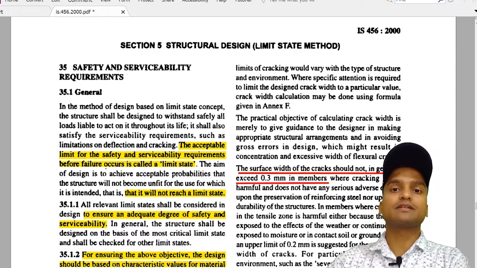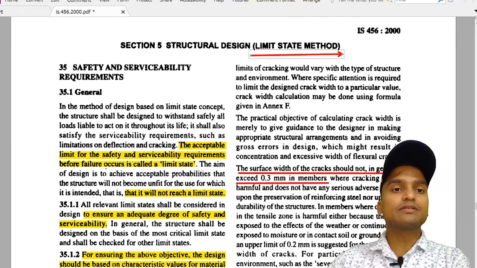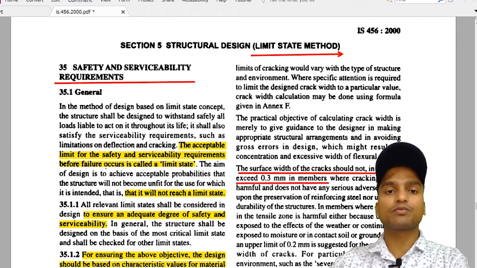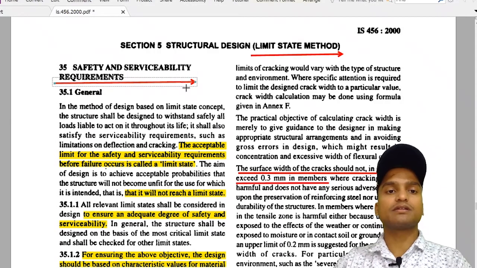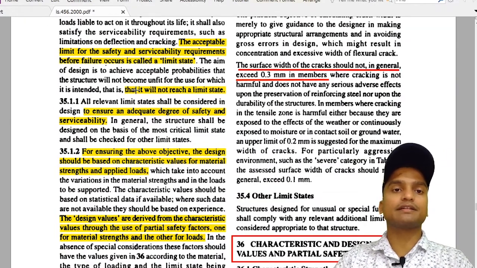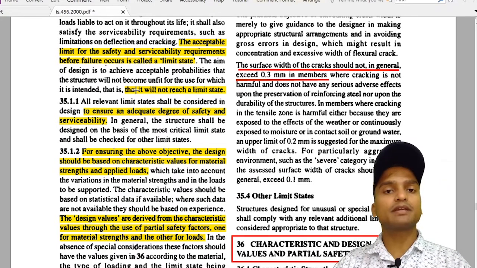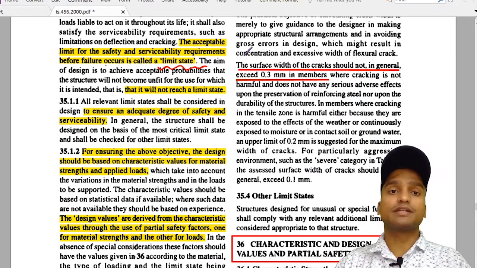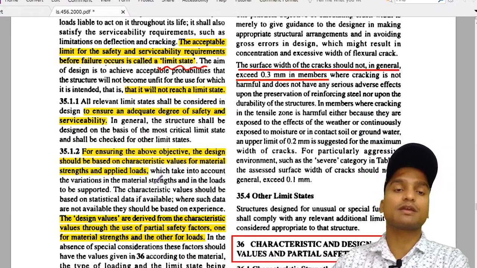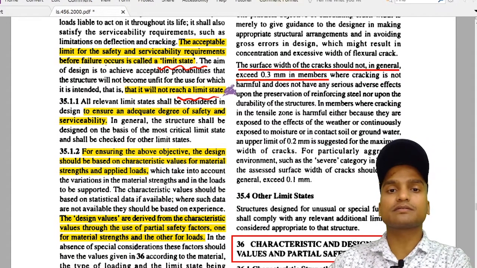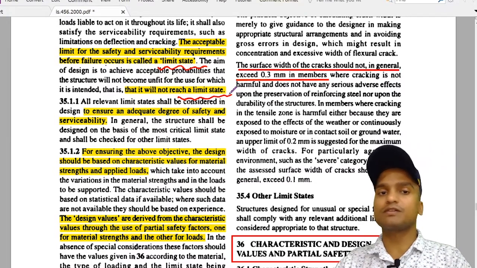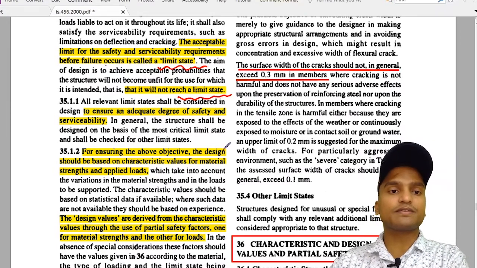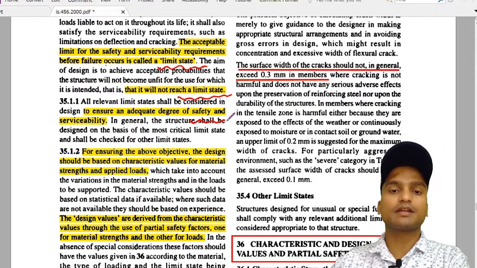It's about the limit state method, and there are certain safety and serviceability requirements. If we study it in general, there are 4 points that I have highlighted, and the same points I have copied in my notes. So the first point we discussed about the limit state: a hypothetical state, a state or condition in which we check for the acceptable limit for the safety and serviceability requirements before the actual failure happens. It means we are not going to reach a limit state, because before reaching the limit state the structure will fail. And the two conditions of safety and serviceability we have seen in detail.